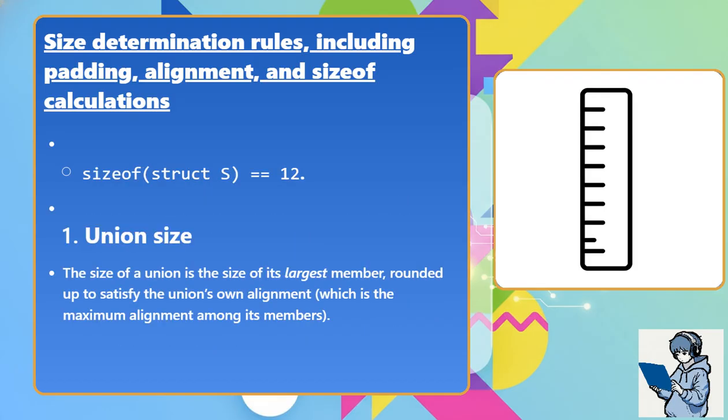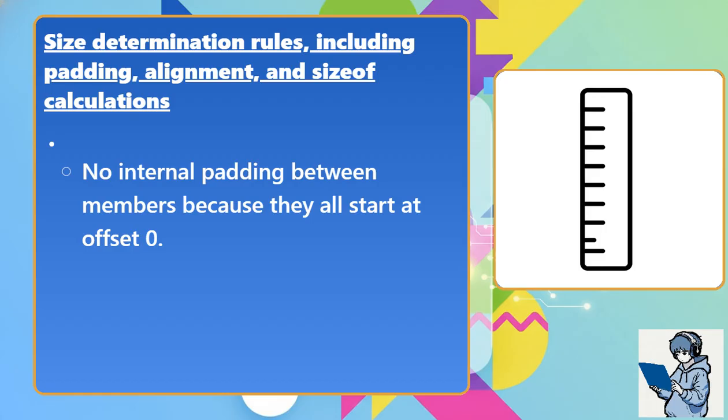Union size: the size of a union is the size of its largest member rounded up to satisfy the union's own alignment, which is the maximum alignment among its members. No internal padding between members because they all start at offset 0.